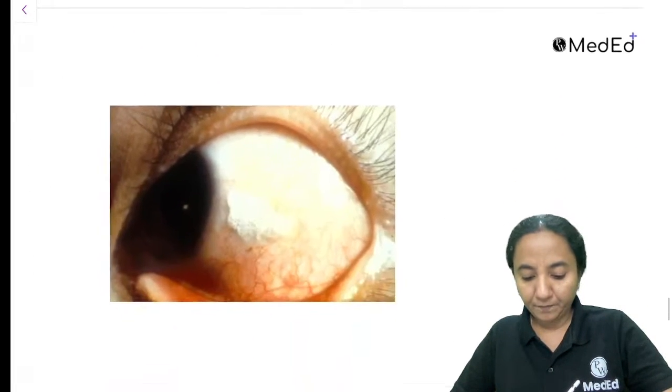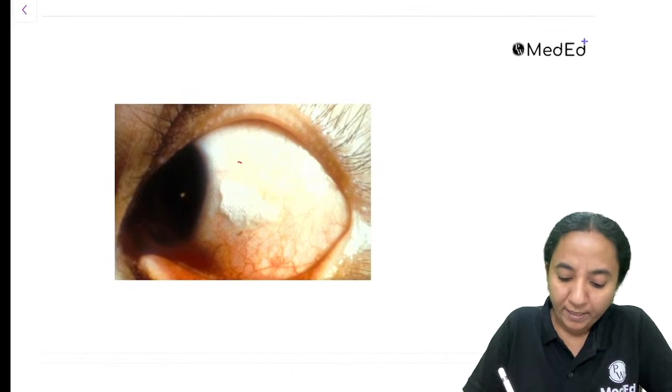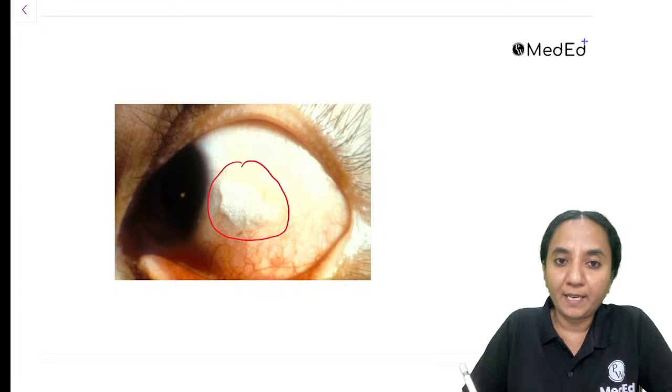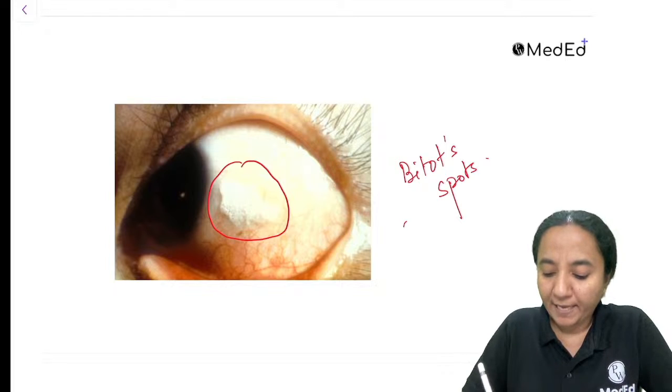Next, what is this? Very typical picture. Look at this whitish lesion that you see here. This is a Bitot spot. These are your Bitot spots. Xerophthalmia, as we just learned, stage X1B.